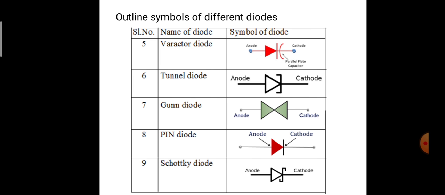The fifth one is the varactor diode. It consists of two terminals: anode and cathode. It has a parallel plate capacitor. The sixth one, tunnel diode, consists of two terminals: anode and cathode. The seventh one, gunn diode, consists of two terminals: anode and cathode. The eighth one, PIN diode, consists of two terminals: anode and cathode. The ninth one, Schottky diode, consists of two terminals: anode and cathode.